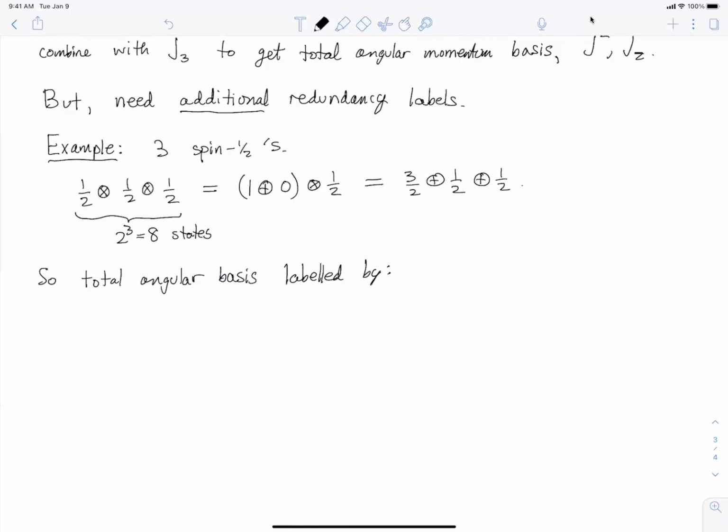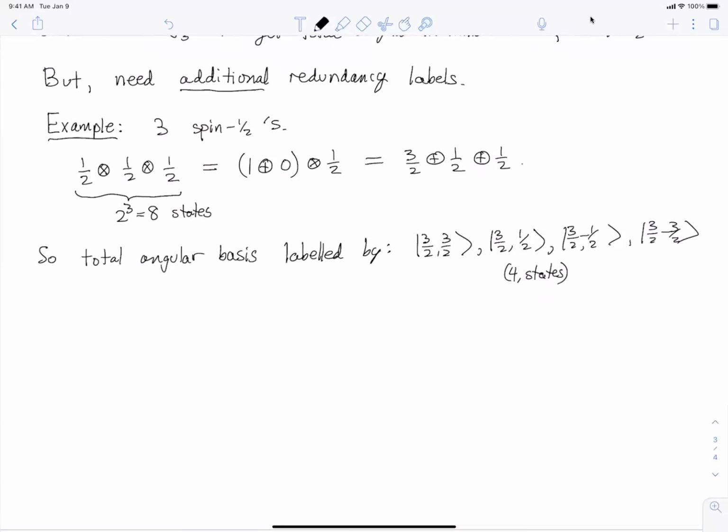Okay, so the 3/2 tells us that there's going to be |3/2, 3/2⟩, and there's going to be |3/2, 1/2⟩, and there's going to be |3/2, -1/2⟩, and there's going to be |3/2, -3/2⟩. Okay, so that's 4 states. And they're basis states, so they're linearly independent, so we can really count them that way.